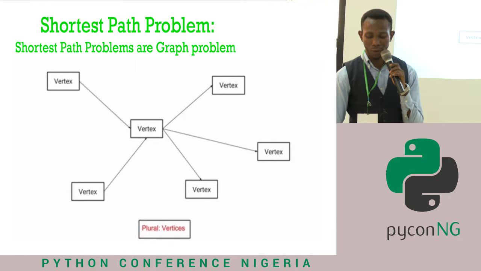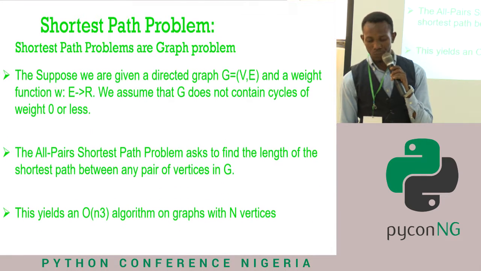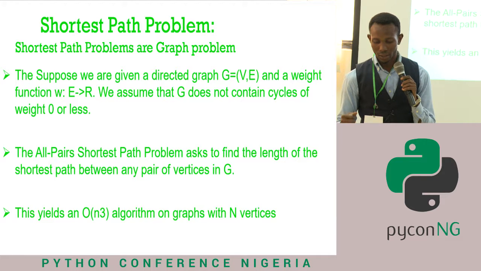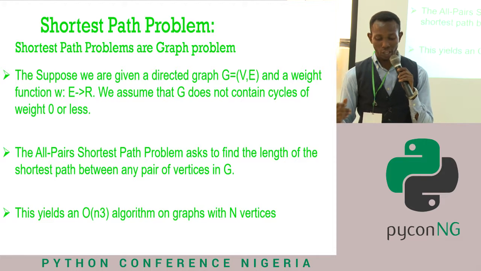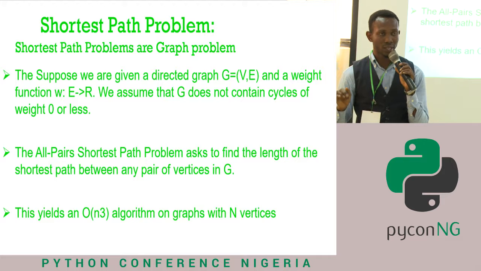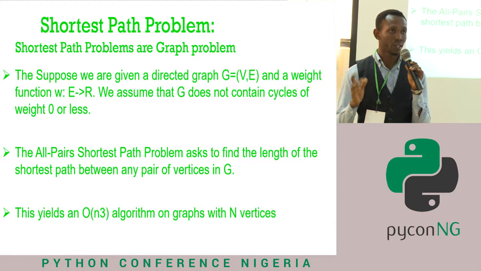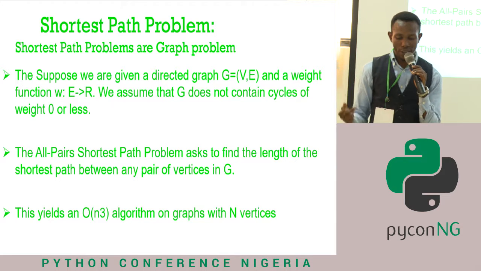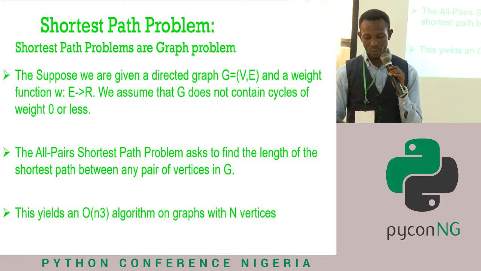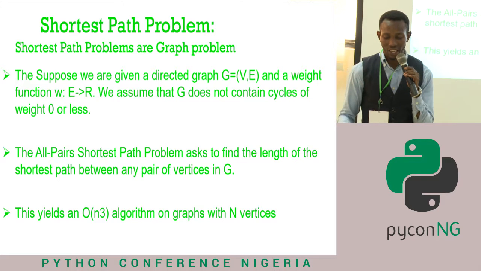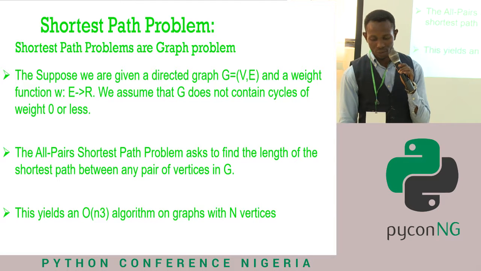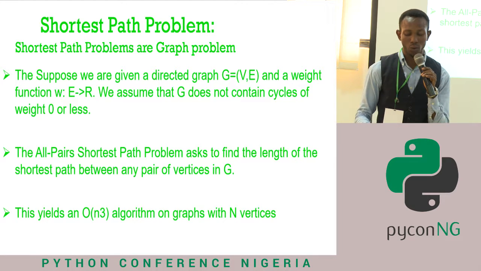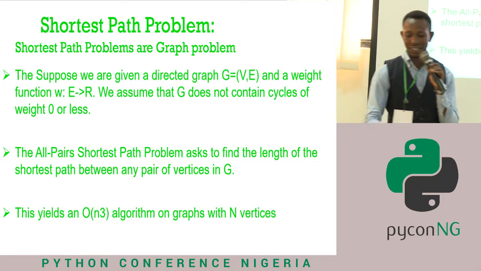So we can simply define the shortest path problem this way: a graph G is supposed to have a vertex set V and an edge set E, and the weight function on the edges implies the direction. We must assume that G contains no cycles of negative or zero weight. I need to explain that.